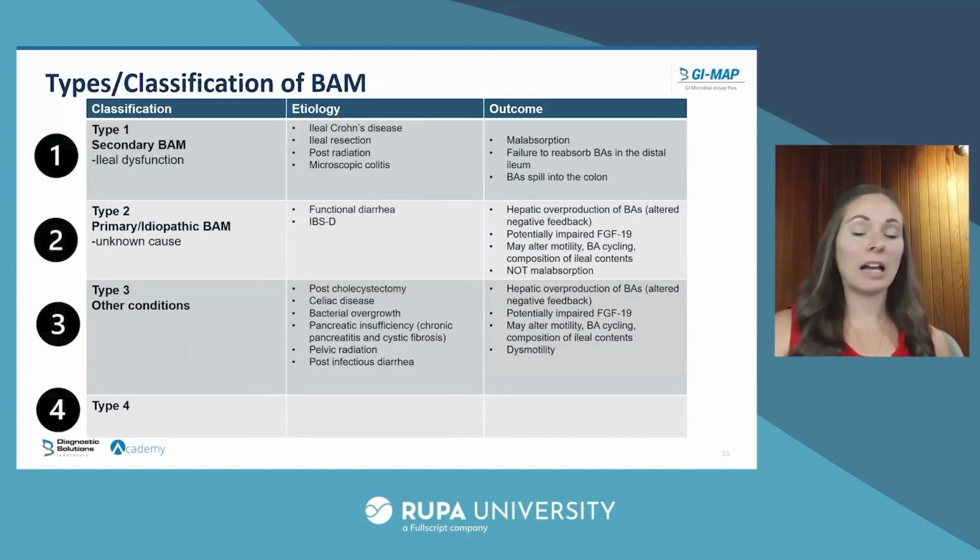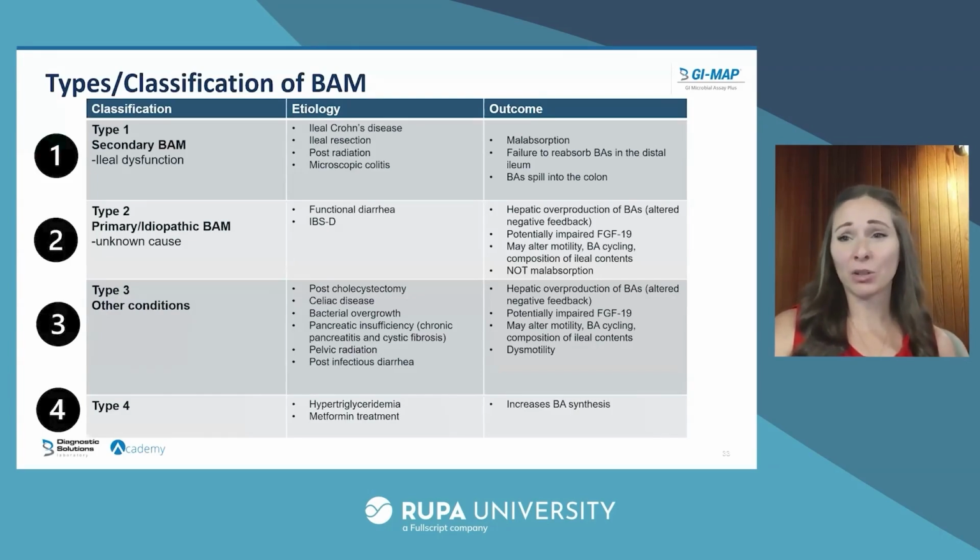And then the newest type is type 4. And that's going to be in those that have high triglycerides or are on metformin. And this is going to increase bile acid synthesis. So this is, again, a nice list or chart that you can look at when you're considering BAM.